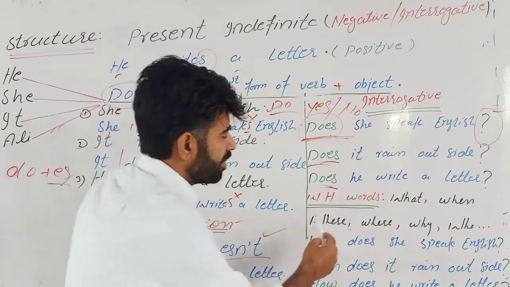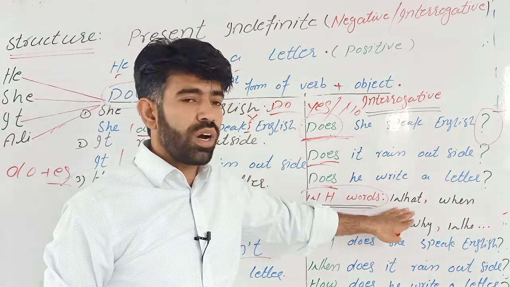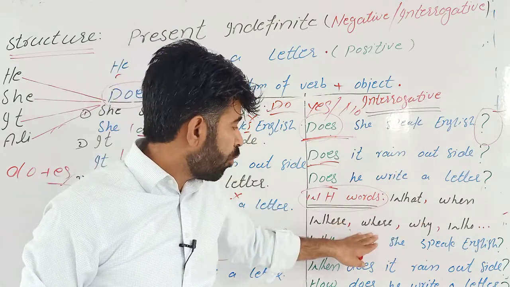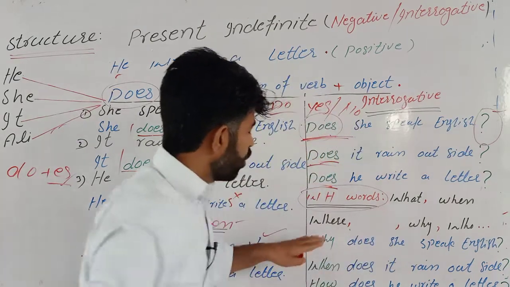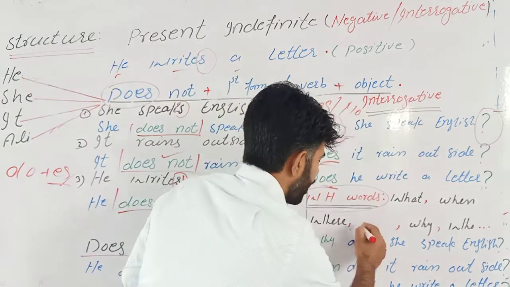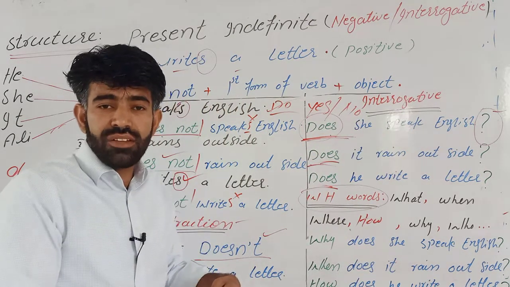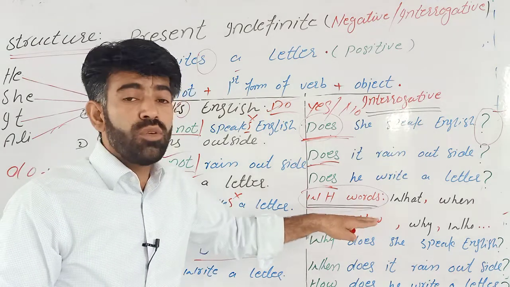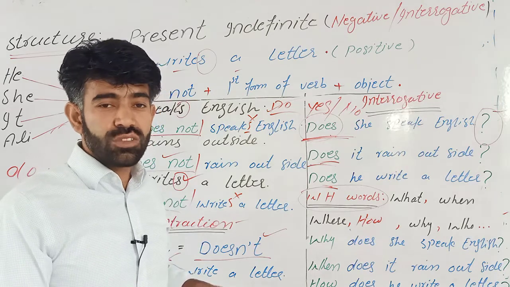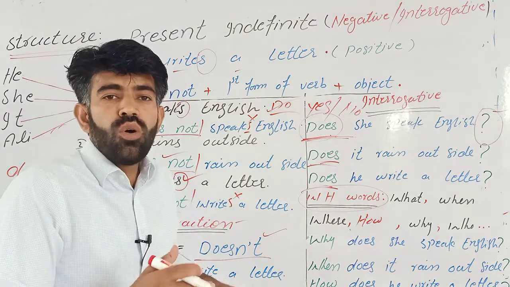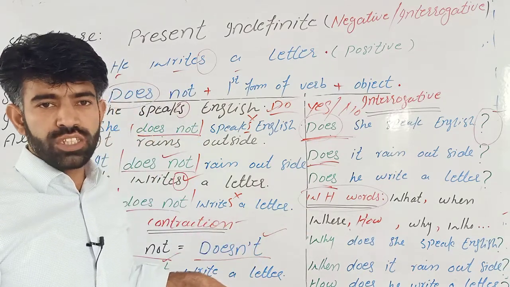But here are some other types of questions with WH words. We have WH words: what, when, where, why, who, and we can write how as well. So we may ask someone questions with these WH words, but these are not yes/no questions, because you cannot answer these questions in a yes or no way. So let's talk about how to make questions with WH words.